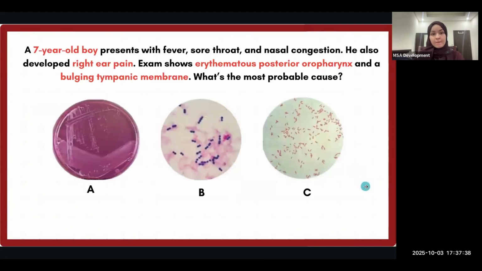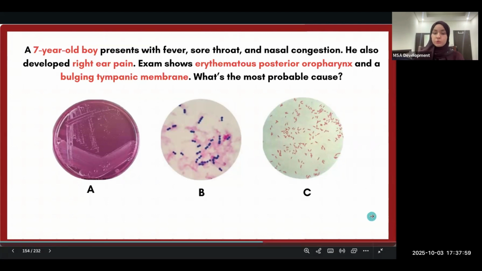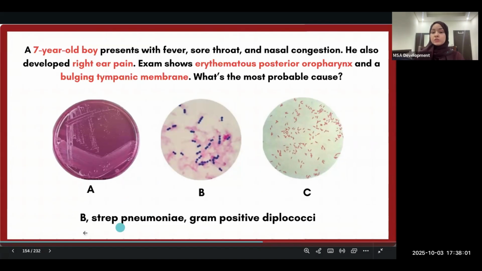Okay, next. We have a case of a 7-year-old boy. Again, important. Age is important here. Right ear pain, erythematous posterior oropharynx, bulging tympanic membrane. So he has features of otitis media as well. So what could be the most probable cause? Strep pneumo. Strep pneumo causes pneumonia, otitis media, many different things. And these fevers, sore throat, congestion. So which one is this? It would be B. We said it's a gram-positive diplococcus.